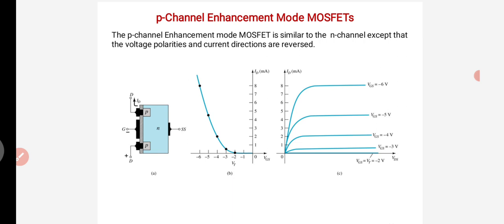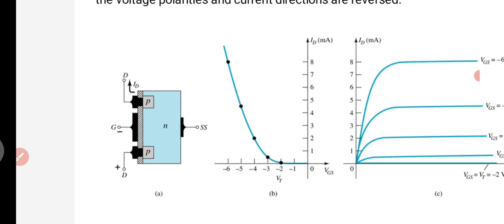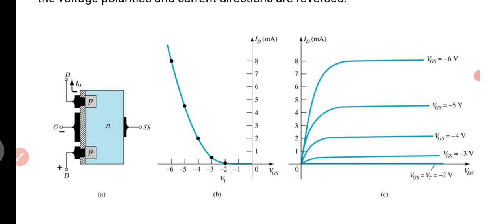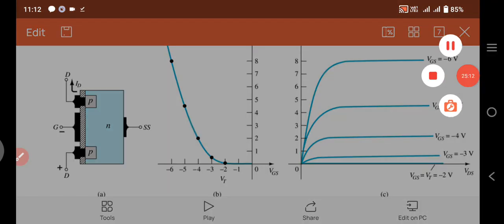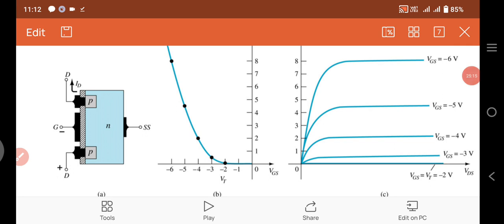When VGS increases in the negative direction, the ID will increase. So the difference between PMOS and NMOS enhancement MOSFET is that the voltage polarities and current directions are reversed. At the same time, look at the construction of this PMOS transistor in enhancement mode. Here we can consider an n-type substrate. Again, source and drain are heavily doped regions, and because it is PMOS, these regions are P regions. So there is no channel existing between drain and source.